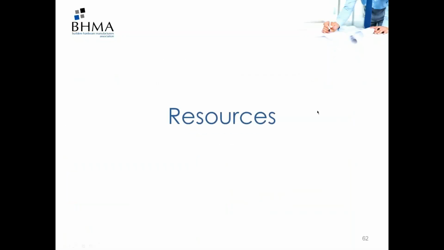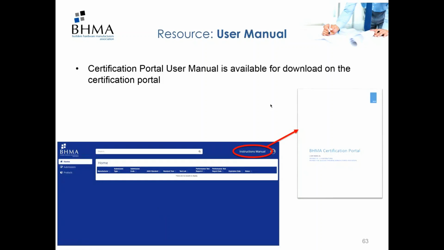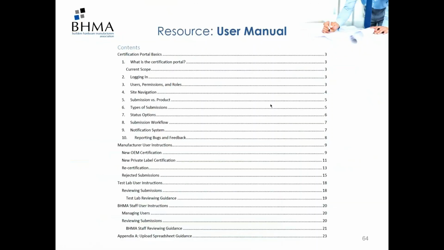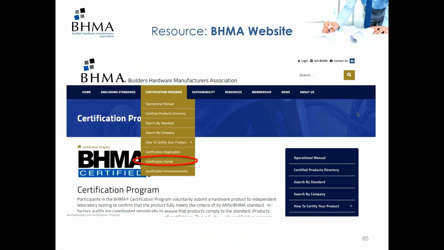So I wanted to point out to you the resources that you have available. The user manual, like I already went through, is available for download on the portal itself. I would strongly encourage anybody who's going to use the portal to download the manual and read it as much as you can stand, and definitely review the upload spreadsheet guidance in Appendix A. That will definitely help preempt any problems you might have.